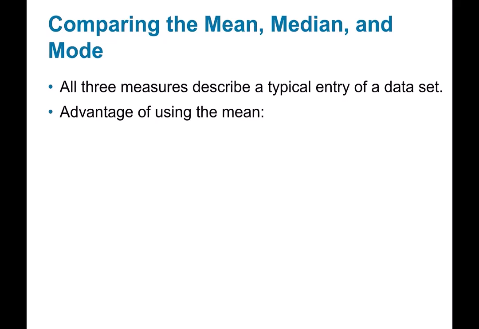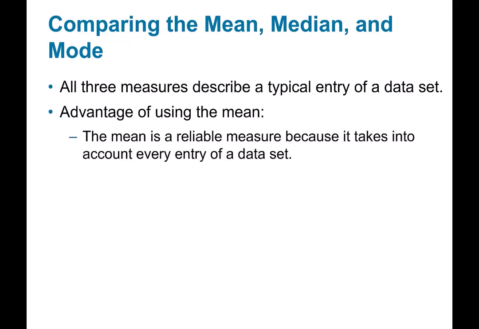So I mentioned all three of these measures describe a typical entry of our data set. So what are the advantages and disadvantages of using the mean? The mean is going to be the one that we will use the most often in this class. The reason why we like the mean is because it's reliable. It takes into account every single entry of every single data set and takes into account the value of each of those entries. So we like the mean because it's reliable.